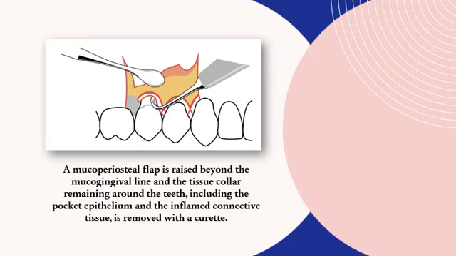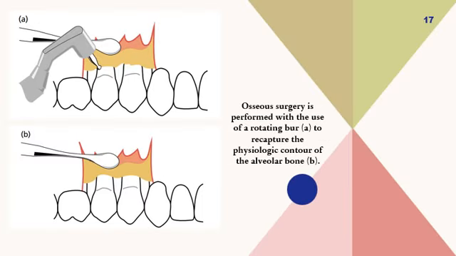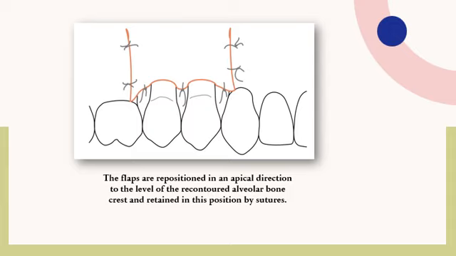After that, a mucoperiosteal flap is elevated beyond the mucogingival line, and then the tissue collar has to be resected to remove the pocket epithelium and the inflamed connective tissue with a curette. Osseous surgery is performed with the use of a rotating burr to recapture the physiologic contour of the alveolar bone. We also want to establish a positive bony architecture if possible here. Finally, the flaps are repositioned in an apical direction to the level of the recontoured alveolar bone and are retained in this position by sutures.